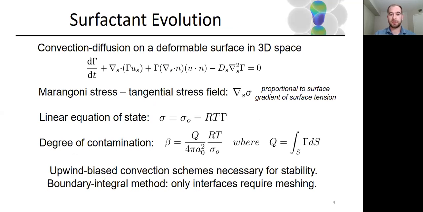So we're using just the simple convection diffusion equation, which looks a little bit more complicated because we have this 2D surface evolving arbitrarily in 3D space. Another important point is that we're saying that the diffusion effects are relatively small compared to the convection of the surfactant. So this term here, the diffusion term, can go to 0. So we're using a linear equation of state to relate the local concentration of surfactant to the surface tension. And finally, an important value is the degree of contamination, which we're calling beta, which is essentially a measure of the total amount of surfactant at the interface.